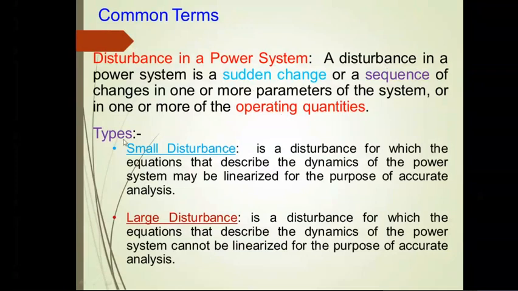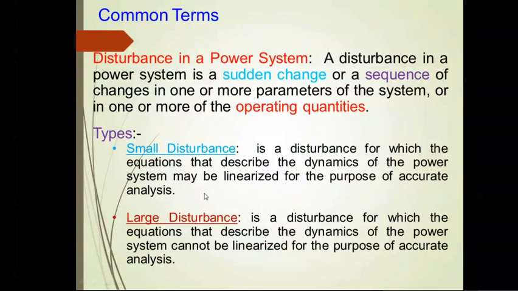And as such, we have two different types of disturbance. One is the small disturbance here. Now, what is a small disturbance? It is a disturbance for which the governing equations that describe the power system behavior, the power system characteristics, can be linearized for the analysis purpose.